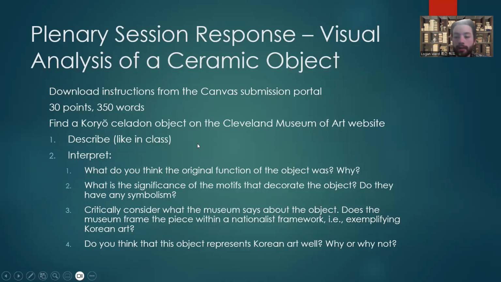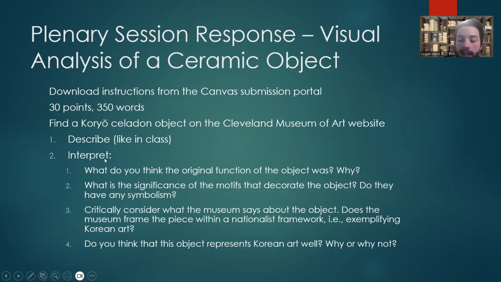Okay, so your plenary session response is a little bit different than normal. It's worth 30 points, and I'm sorry, if you need to go, you can go. You should be able to just download this document, read the instructions, and understand what you need to do. The difference is that it needs to be a little bit longer, like 350 words, and I have a little bit more freedom. So you're going to go on the Cleveland Museum of Art website, which is linked on the document. You're going to look for a Goryeo Celadon object, and it tells you how to put that in. Pick one that you like or dislike and describe it like what we practice in class.